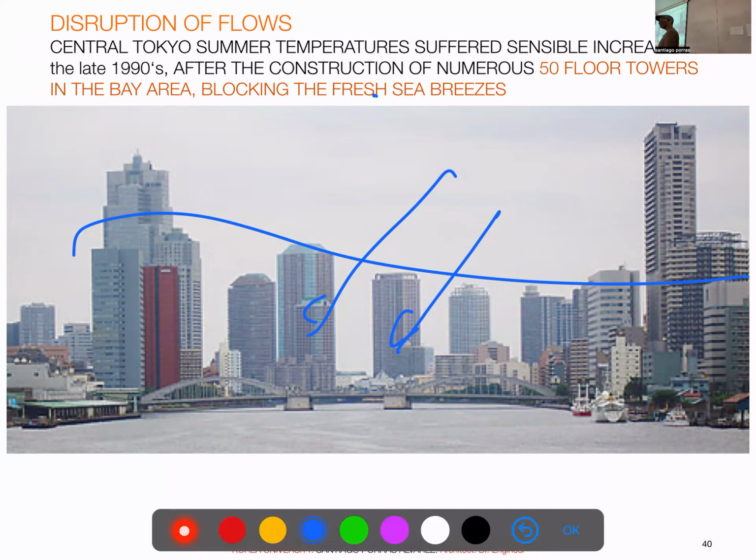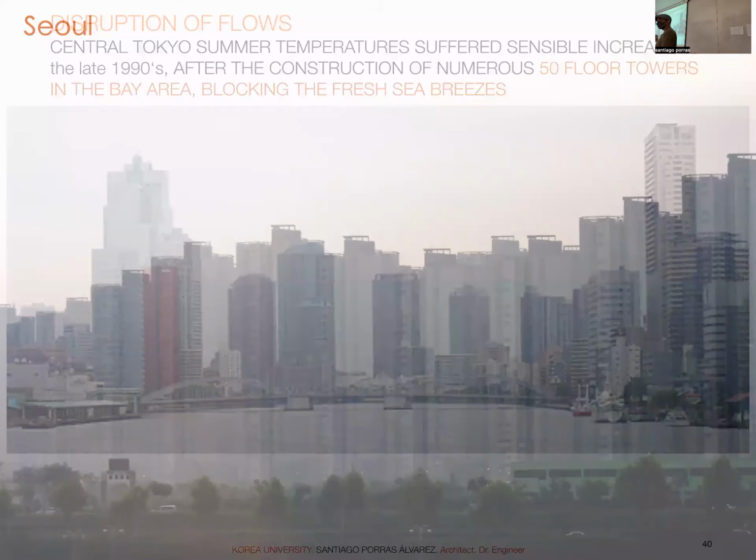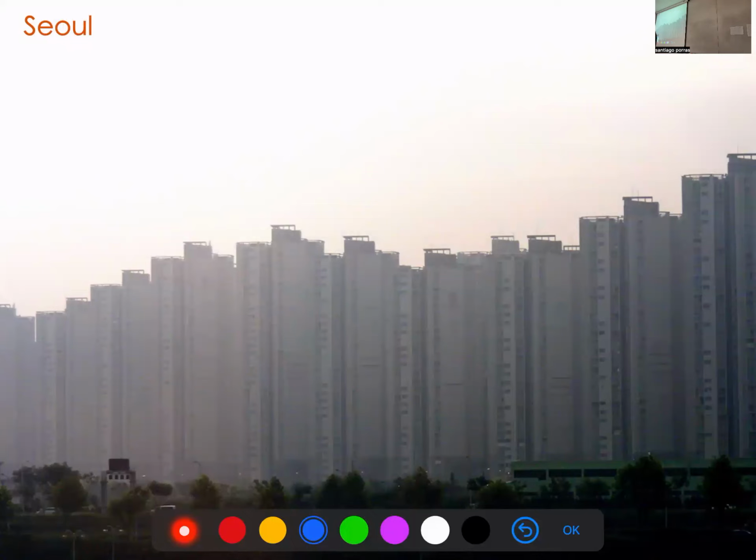And this is Japan. In Seoul, we have the Han River. So we build next to the Han River, blocking this kind of flow from the mountains to the river, which also cools Seoul, not as much as it should, because we're building more and more high-rises. So that kind of airflow is more and more difficult.